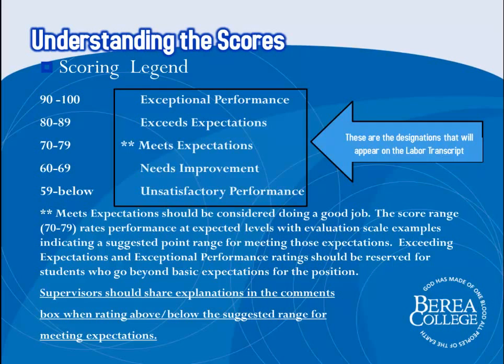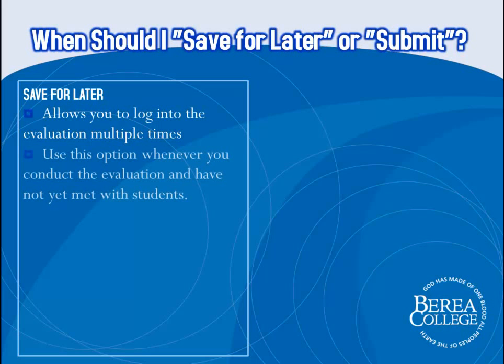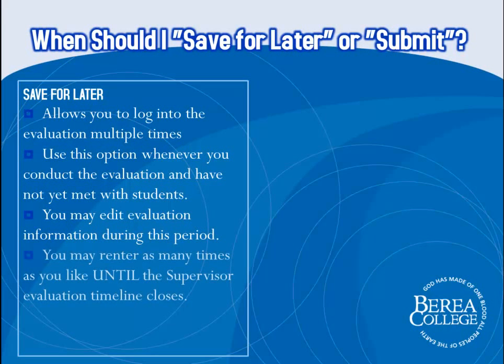To recap, you should use the Save for Later function when you need to return to the evaluation more than once, such as times when you haven't met with your students for the evaluation conference, or when you feel the need to further discuss the results and possibly edit the form before submitting. Remember that you can enter as many times as needed when using this function, provided the supervisor timeline is open.